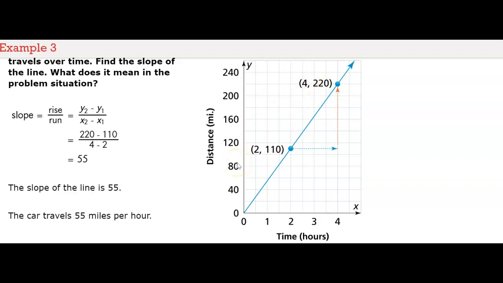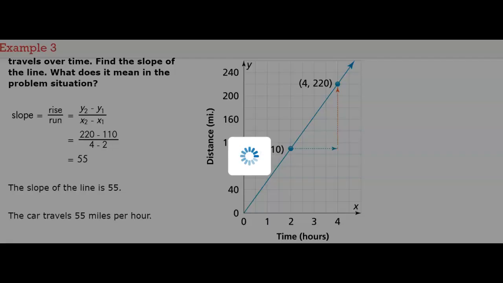So you can determine your first value from your second value just by the direction of your line. You start from the least and work your way up as it increases. So your y2 is 220 and your y1 is 110. So you subtract those numbers and you get 55. So the slope of this line would be 55, which is how fast the car travels per hour.